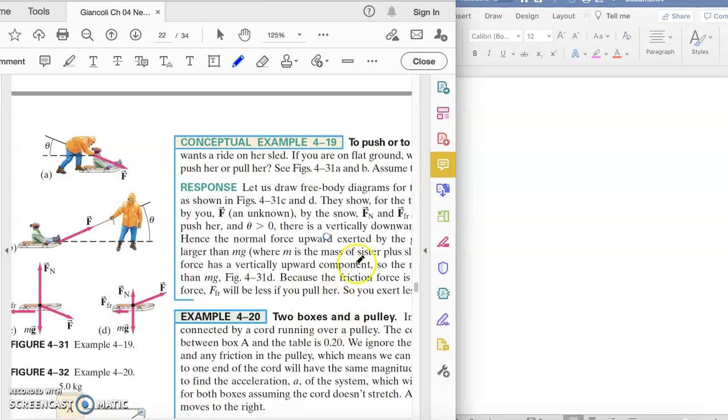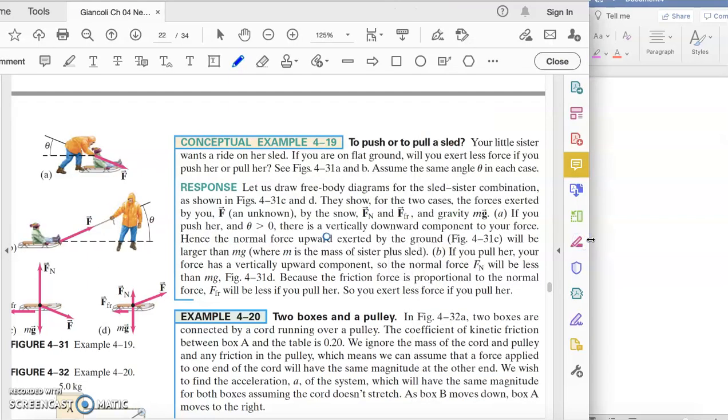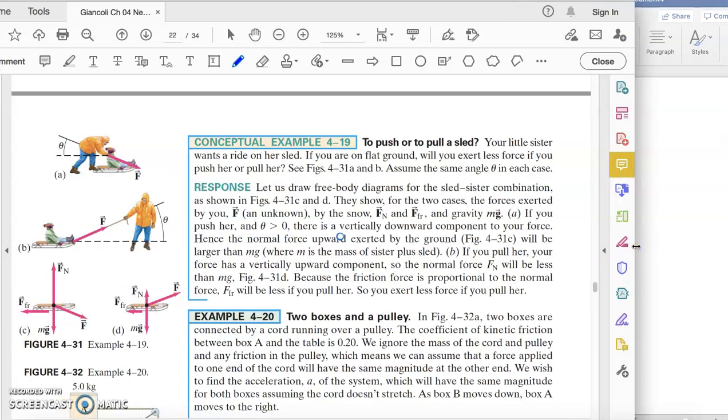Hello everybody. Today I am going to explain a very interesting conceptual example for 19. Even though there is apparently no calculation, if you understand how to create the free body diagram for these two situations, where here the person is pushing his little sister on the sled and here he's pulling her, all right?